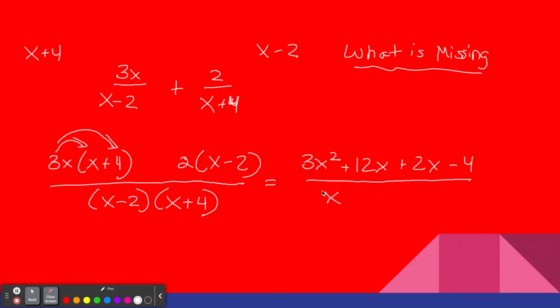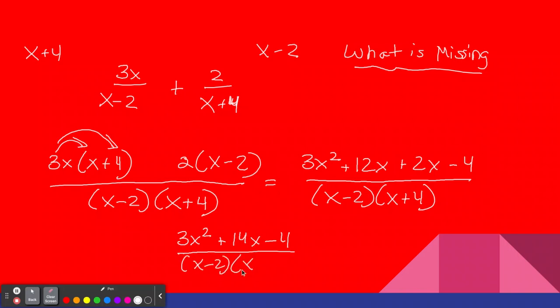And we have to combine like terms, right? Keep that denominator. So let's clean this up. And over here, we're going to get 3x squared plus 14x minus 4 over x minus 2 times x plus 4. There we have it. Why don't we do one more?